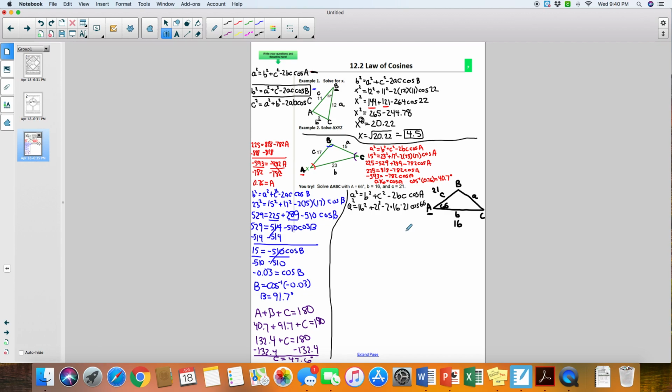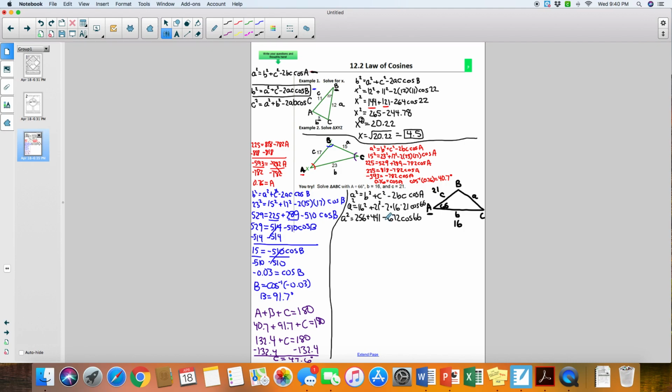So now let's go ahead and simplify. 16 squared will give me 256. So this would give me a squared equals 256 plus, and then 21 squared will give me 441. And then I would do 2 times 16 times 21, which is 672. Bring down my cosine 66.